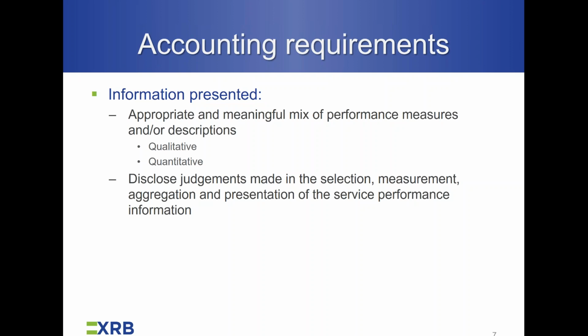In the Tier 1 and Tier 2 standard, there includes a requirement to disclose the judgments that have been made in the selection, measurement, aggregation, and presentation of the service performance information. So in our Fred Hollows example, the appropriate and meaningful performance measures that I've highlighted here, there are others that they choose, were the number of surgeries and the number of spectacles that have been dispensed. And that is up to the entity to determine what will result in the most meaningful evaluation of what it's achieved during its current period.